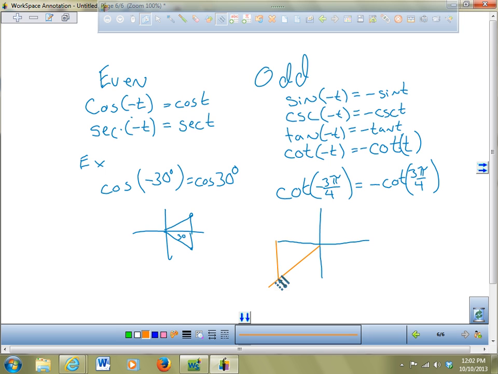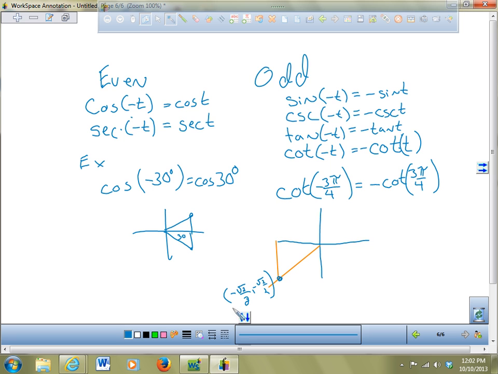So cotangent of negative 3 pi over 4 is over here. And what are the coordinates at that point? It's an isosceles triangle, so what are the coordinates right there? Look on your unit circle that you made. Negative root 2 over 2, comma, negative root 2 over 2. Right? Okay.